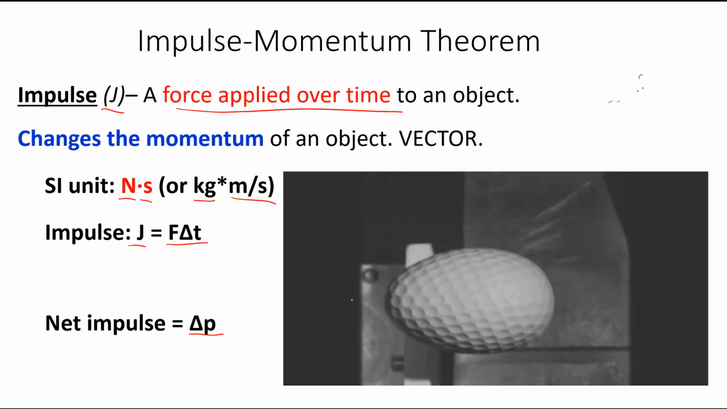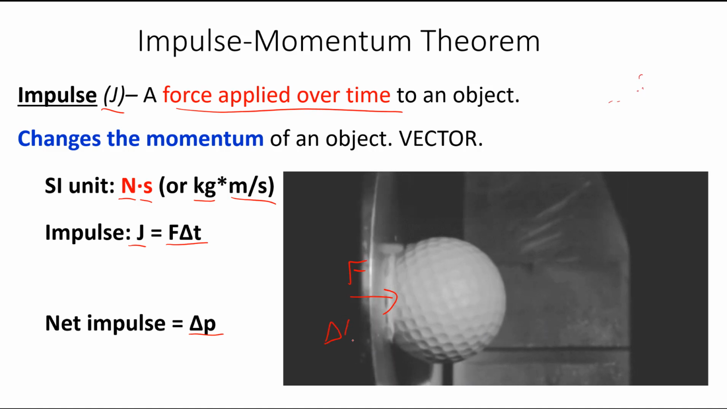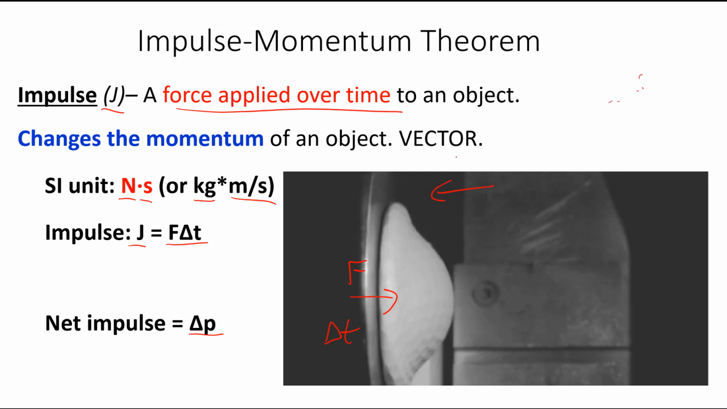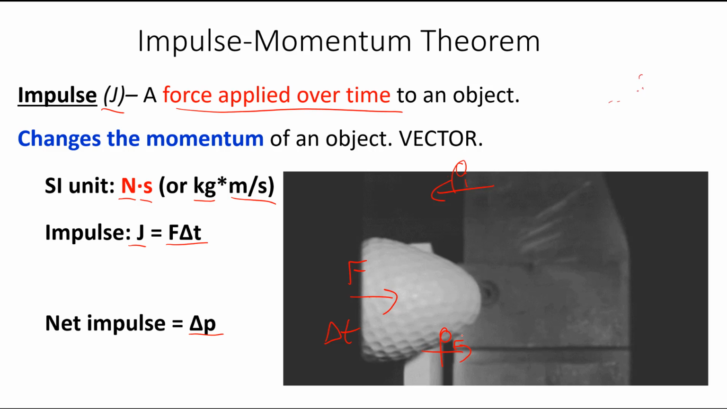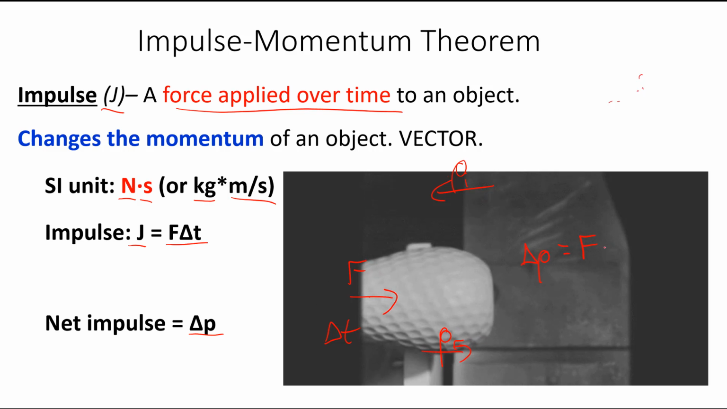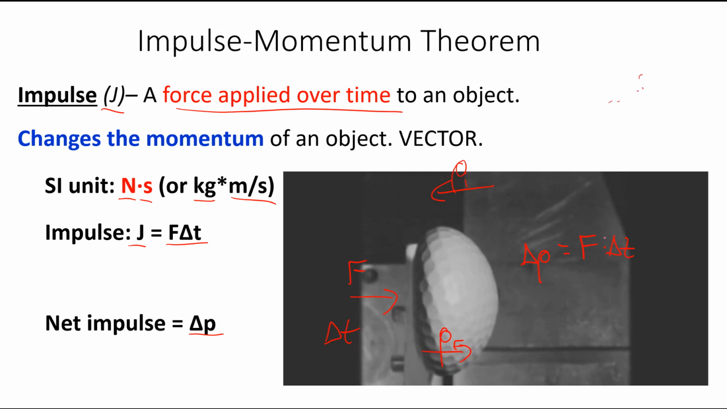When this ball hits the wall, there's a rightward force on the ball, and that force is applied for some time delta t. The ball's initial momentum is to the left. The final momentum is to the right after it bounces off. And so the change in momentum is exactly equal to the force times time. And it's also in the direction of the force. It went from a leftward momentum to a rightward momentum.